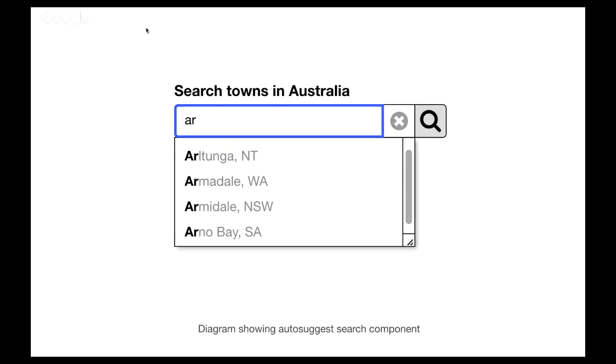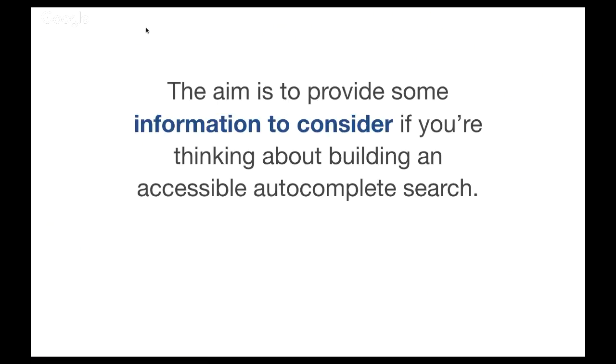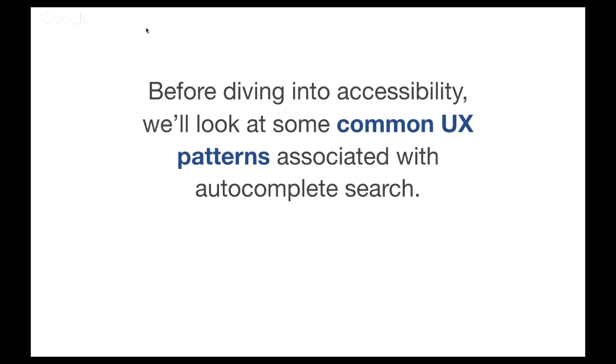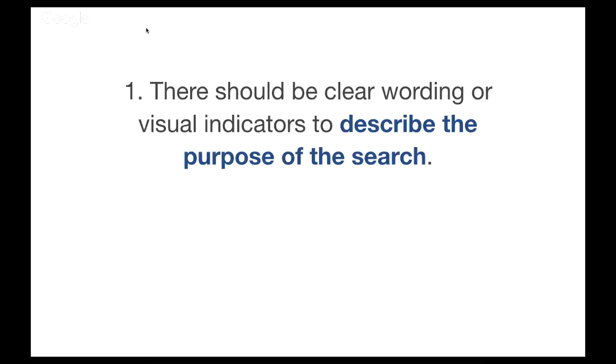And I've got a little diagram here to show one of those standard search functions. So it has an input, a clear button, a submit button, and then the auto suggest dropdown. The aim here is just to provide some basic information to consider if you're interested in building your own accessible autocomplete search. Now, we're going to start by talking a bit about common UX patterns before we get into accessibility. So the first thing I want to talk about is there should be clear wording or visual indicators to describe the purpose of the search.